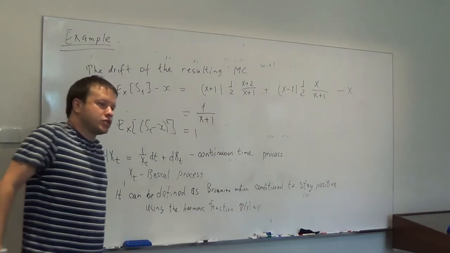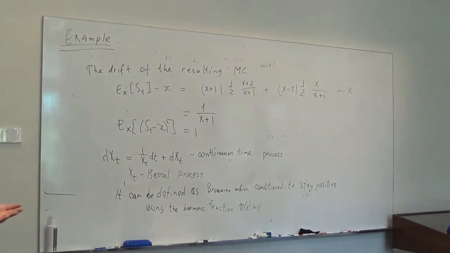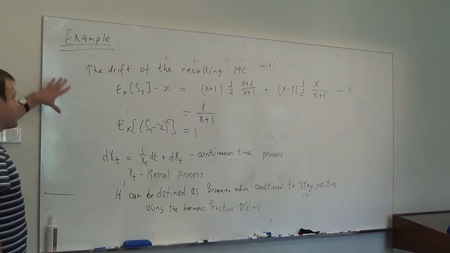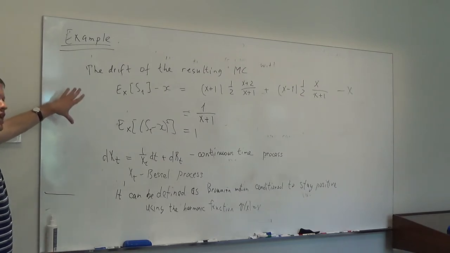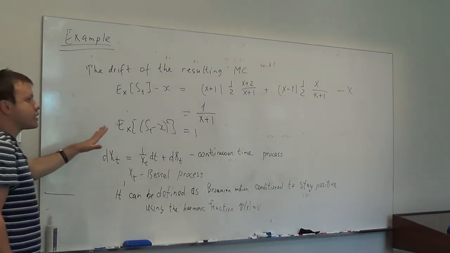B of x, which is equal to x. Okay, so for the Brownian motion, this has been known since the 70s, I think, or maybe even earlier. This construction has been known. Now, this behavior is quite typical.